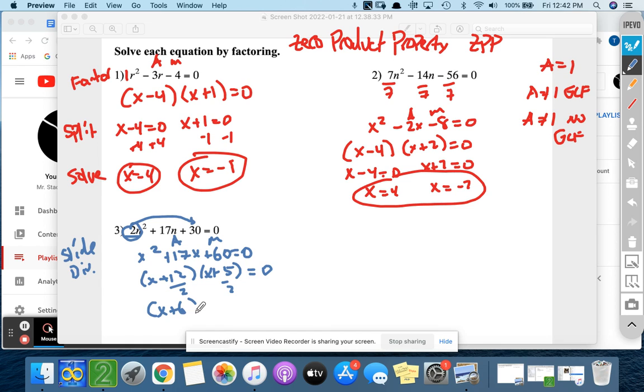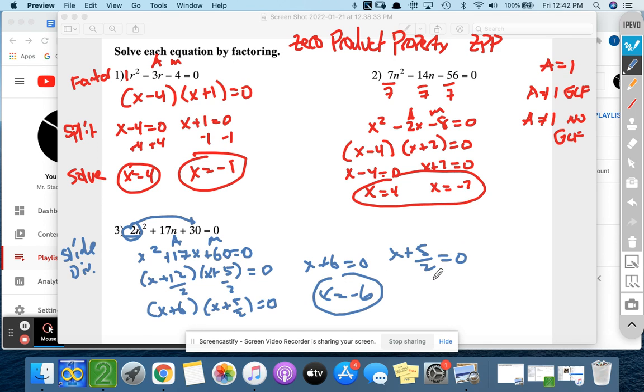So x plus 6 equals, not equals 0 yet. It's going to, but we're not there yet. So x plus 6 and x plus 5 halves. So now I take each piece, split it apart, and set it equal to 0. And when I do that, I'll subtract the 6 to get -6 as an answer. I'll subtract the 5 over 2, and I get -5 halves as an answer. And then I'm done. Okay, so three different kinds of factoring. And so there's solved by factoring.